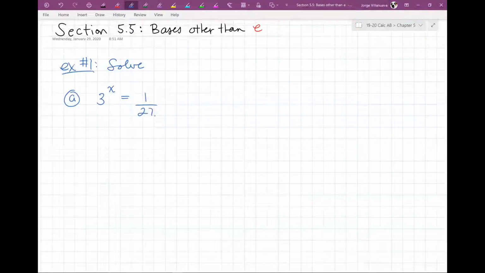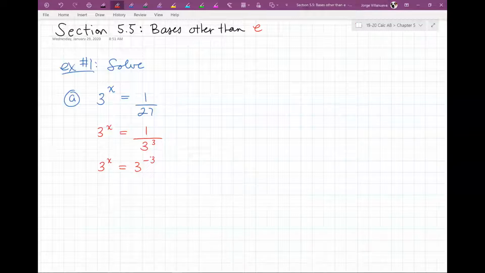Now, I know that when you first learned this stuff, this is what you were supposed to do. You'd notice that, okay, I have a base 3 on the left side, and on the right side, 27 can be written as a base 3. So I could write it as 3 to the x equals 1 over 3 to the third. And I need to make sure both bases match. So right now they're not matching. It's 1 over. So what I'm going to do is move that 3 to the third up. So that's 3 to the x equals 3 to the negative 3.